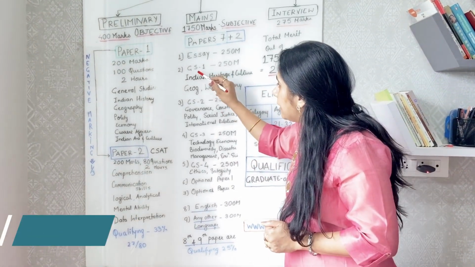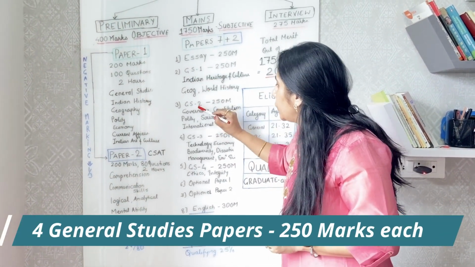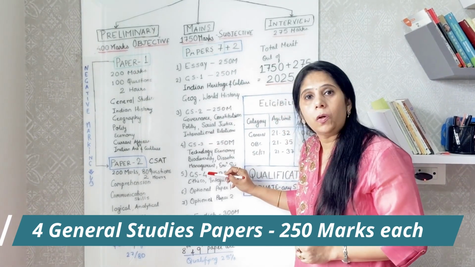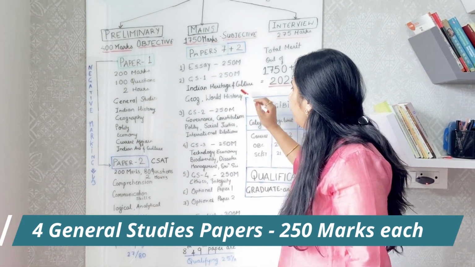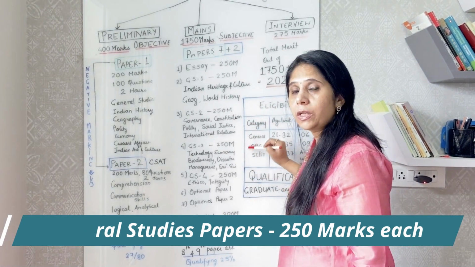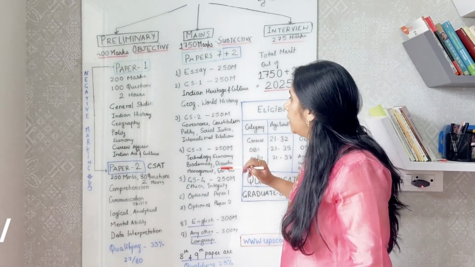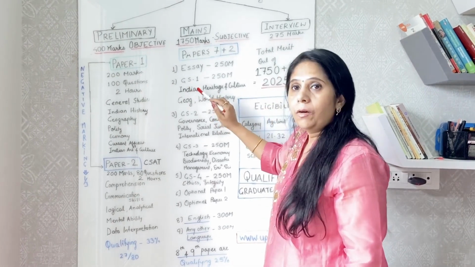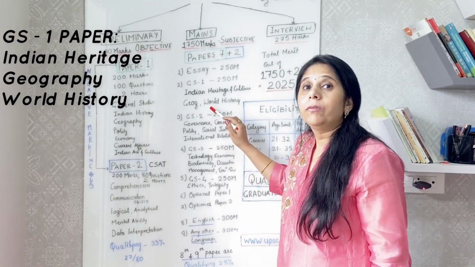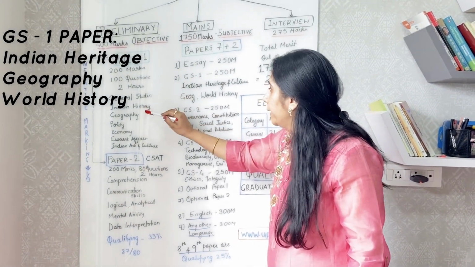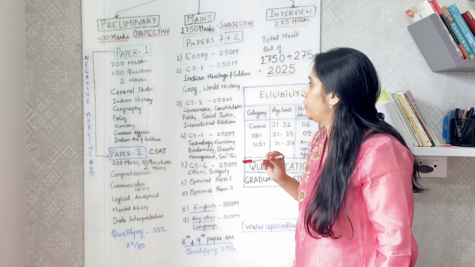You have 4 general studies papers. GS1, GS2, GS3 and GS4 are the 4 general studies papers, each of 250 marks. So total marks for general studies are 1000 marks. The syllabus for general studies 1 is Indian heritage and culture, geography, world history. Here you had Indian history, and here it is world history.